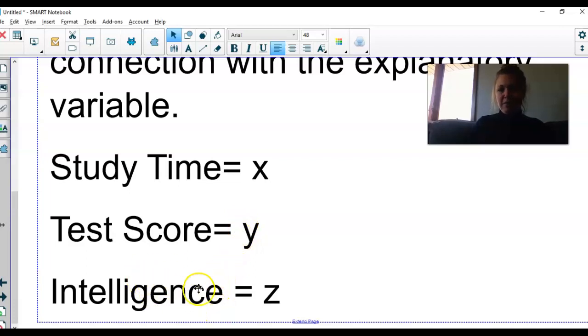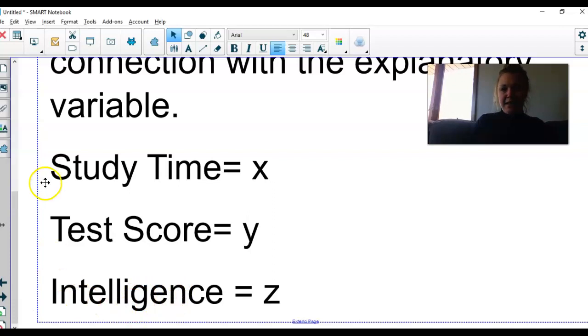And why is this a confounding variable? Because usually people who are intelligent also study a lot. And as a result, people who are intelligent probably have higher test scores in some cases, okay? So now we don't know, is the test score from intelligence or is the test score from the study time, and so on and so forth.